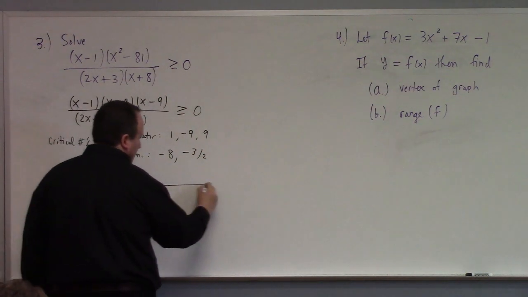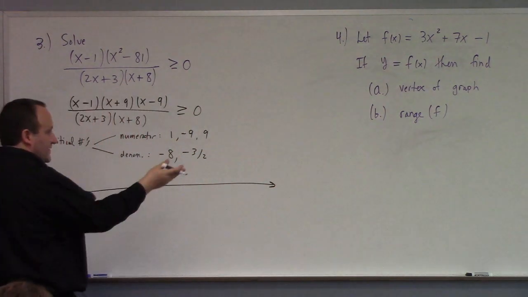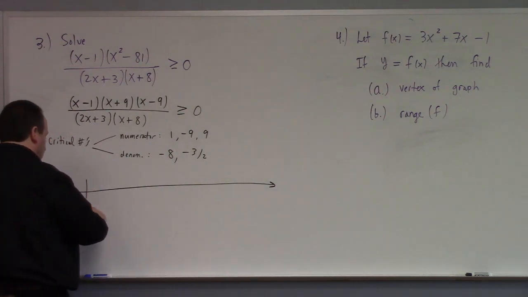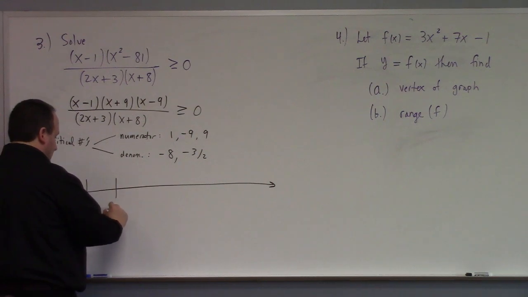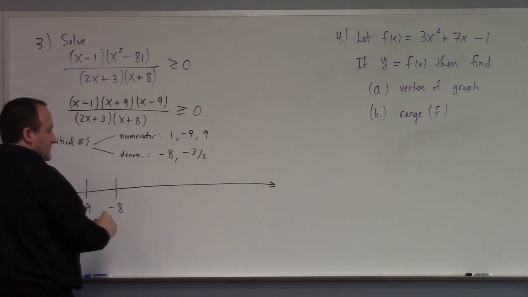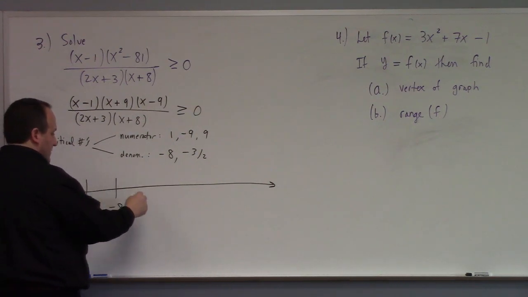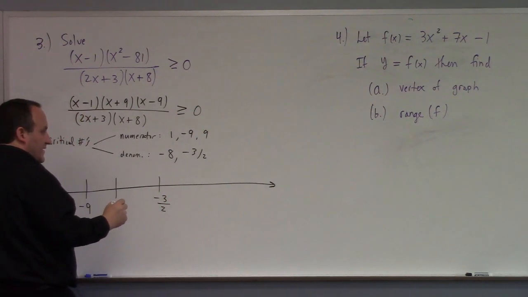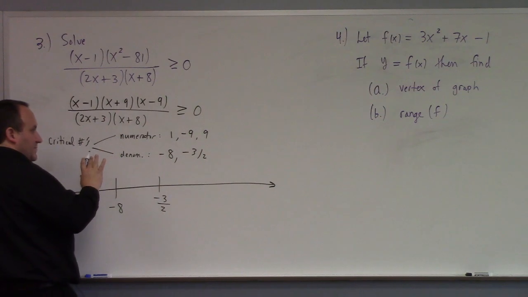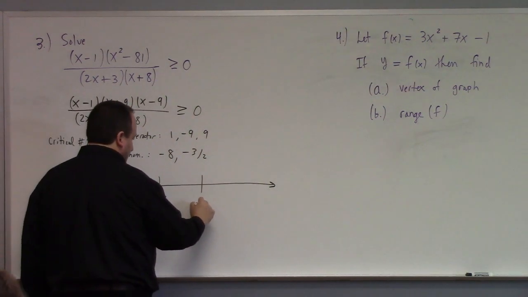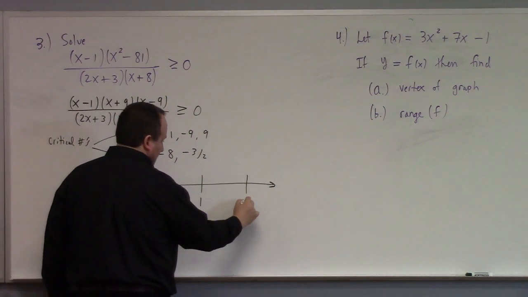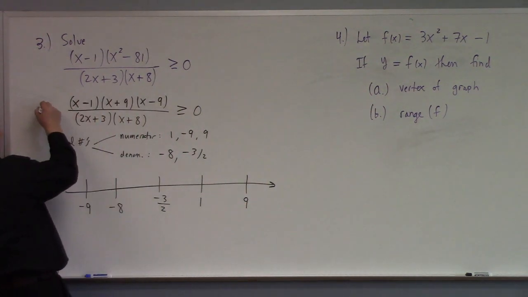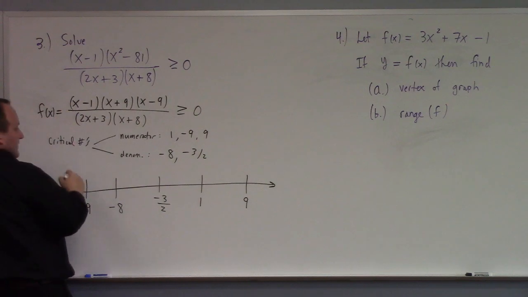So we need to make a number line. We got to put these in the order that they come to us. The first one is minus 9, if we're reading left to right. And then you got your minus 8. What's up next? Minus 3/2, also known as minus 1.5, right? And then what? Then 1, and then 9, right? And I don't care about the scale. And let me call this thing f of x just for the sake of giving it a name.